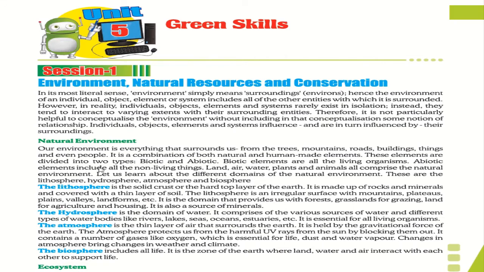These elements are divided into two types, biotic and abiotic. What do you mean by biotic? Biotic elements are all the living organisms, and abiotic elements are non-living things like land, air, and water. Plants and animals all comprise the natural environment. Let us learn about different domains of the natural environment: lithosphere, hydrosphere, atmosphere and biosphere.